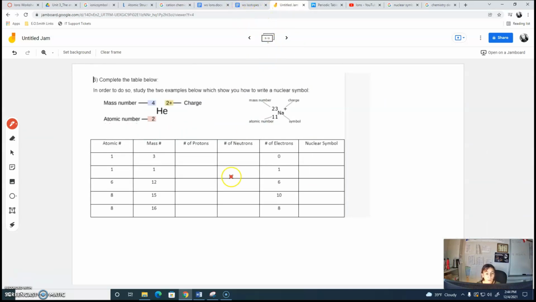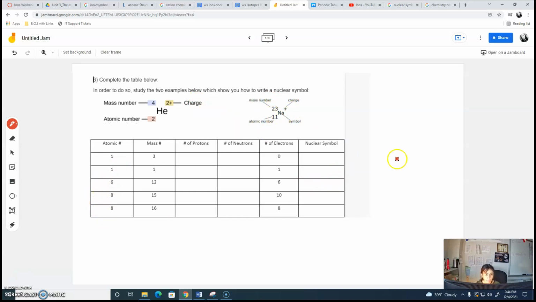All right, let's see if I had anything else. Okay, yeah, I wanted to run you through how to do some of these examples. So let's see how we would write these. They are called nuclear symbols. They basically contain all kinds of useful information. A nuclear symbol example would be this helium right here. You can see it contains the mass number in the upper left-hand corner, the atomic number in the lower left-hand corner, and the charge in the upper right-hand corner. Same thing over here with the sodium ion example.